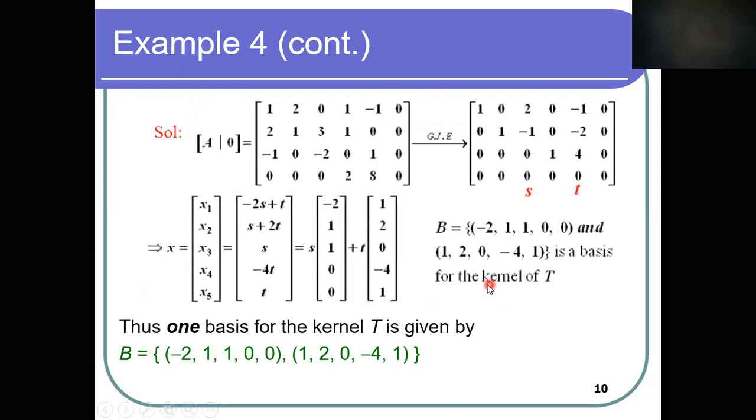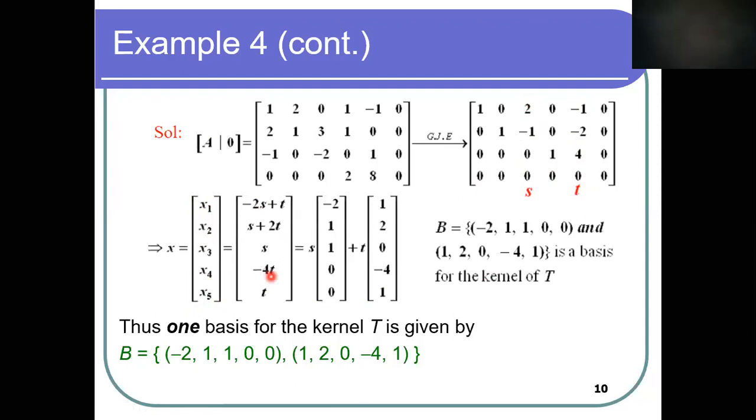If you look at this augmented matrix [A | 0], I put Ax equal to 0 and then apply Gauss-Jordan elimination. Here you can see we have a free variable over here, and another free variable in this column. So here you can see, if I write it in the form of x1, x2, x3 up to x5, because the input is from R5, the element of R5 can be written as a 5 by 1 column vector.